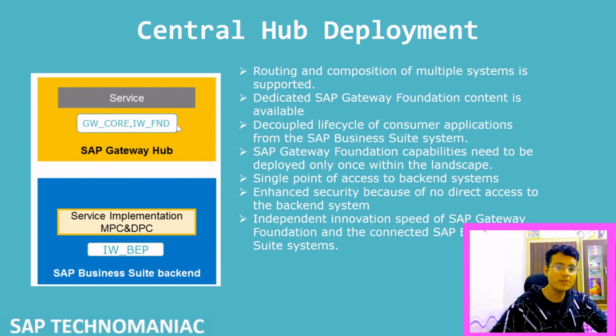Means in this case, what can be the possibility? In this system, whatever services we are registering can come from the ECC, the CRM, the SRM, BW, any system. Means we are developing the services in different systems, and finally we are registering those services in one central system, that is called the gateway hub system. So this is the routing and composition of multiple systems. If you want to get the data from different systems through different services and combine that, we can do it using the SAP Gateway Hub.